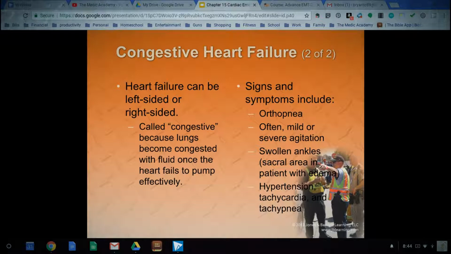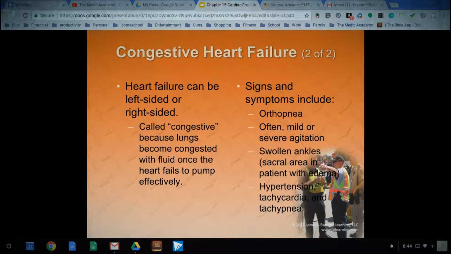So, if that left ventricle is not pumping the blood that's coming to it, then that blood backs up against that left ventricle. Pressure increases in the pulmonary circulation, and then we have fluid leakage into the alveoli, causing this edema. Some signs and symptoms could include orthopnea, which means that they have trouble breathing in different positions, particularly laying flat. Often mild or severe agitation because they can't breathe very well.